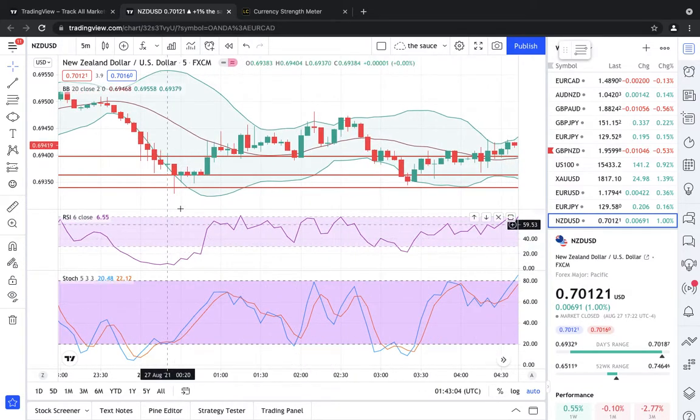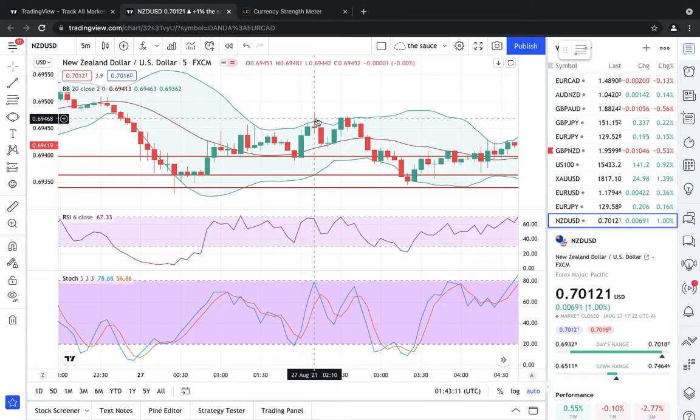I see one right here. Support. So 1, 2, 3, 4, 5. This must have been a short. It's about 5, 10, this is 20 minutes, 30 minutes worth of candles. Took off.